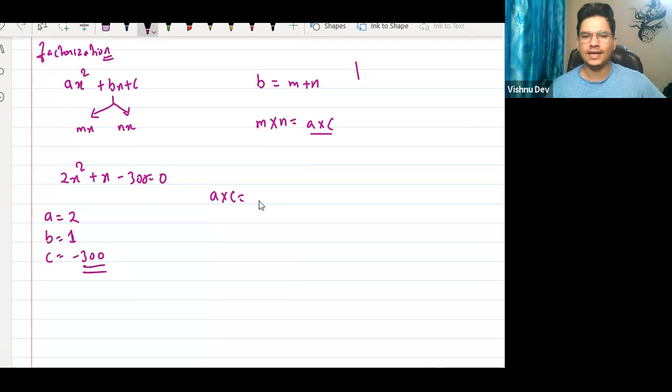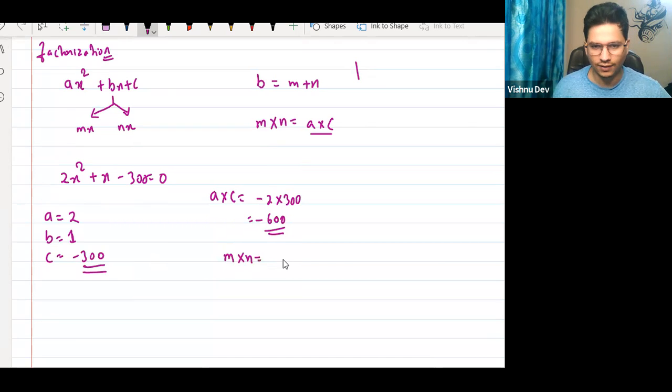2 into minus 300, so minus 600. And we know that we have to divide this in two factors, m into n, which is equal to minus 600, and m plus n should be equal to what? M plus n should be equal to b, which is 1.